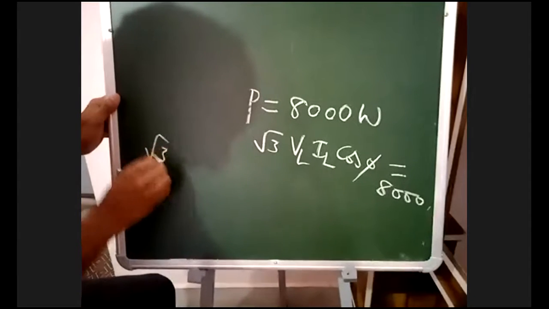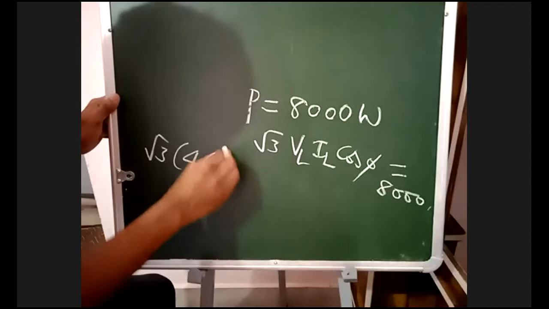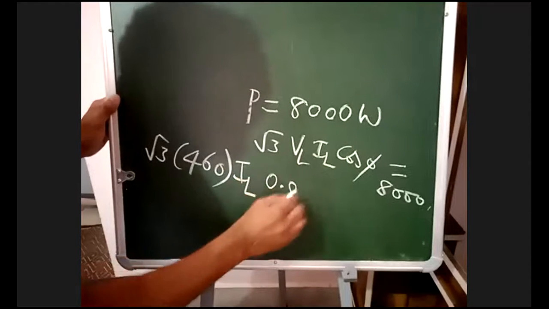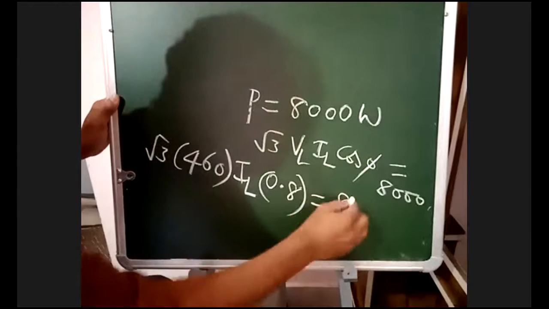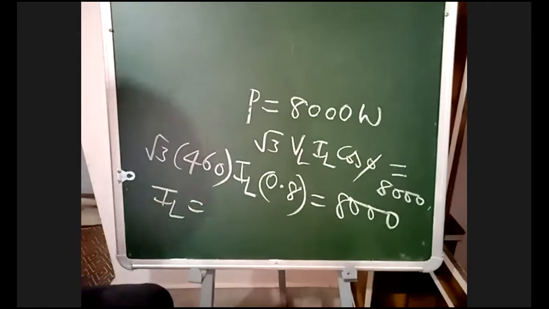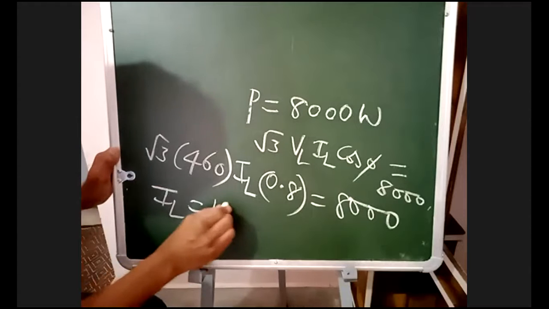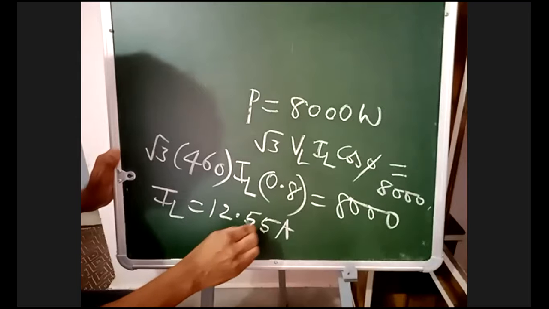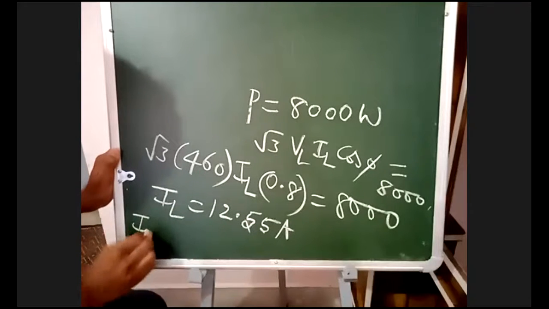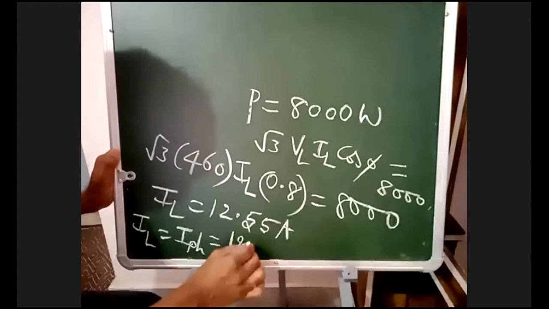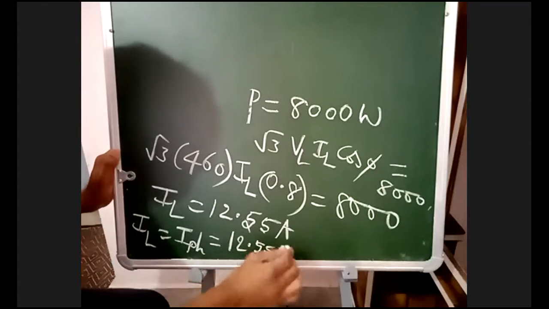That is root 3. What is VL value? 460. Your IL, what is cos phi? This is the phase current.